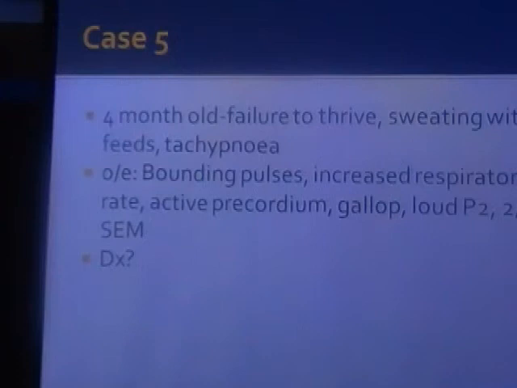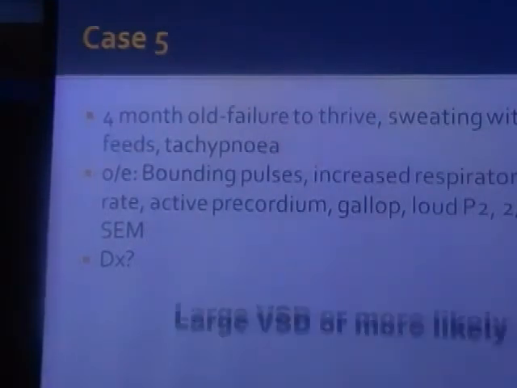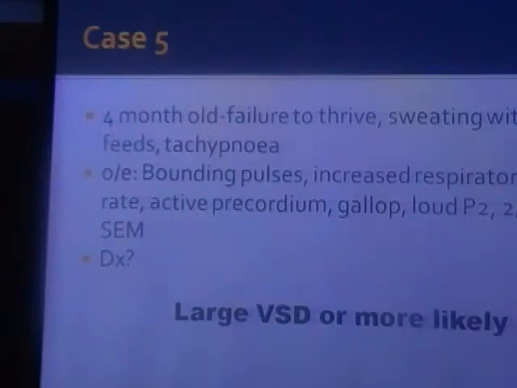Case 5, this is a 4-month-old, failure to thrive, sweating with feeds, tachypnea, classic heart failure symptoms. On exam, bounding pulses, active precordium, has a gallop, loud second heart sound, pulmonary hypertension, 2/6 systolic ejection murmur. Tough. So we're thinking of VSD, right? But more likely a PDA because of the bounding pulses. So if you've got heart failure symptoms and bounding pulses, then a patent ductus arteriosus.